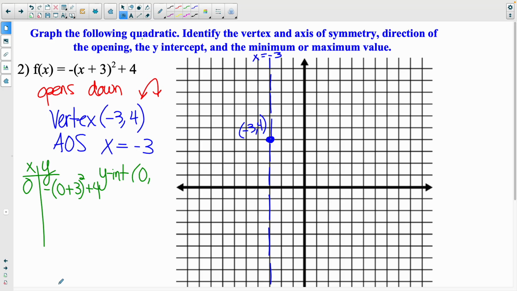Anybody plug that in yet? -5? Yep, good. Okay, so luckily that's on the graph, so we only have to find 1 more set of points after this. So we go to 0 and then down to -5. And then we can plot its reflection point. Back there is 3, so go 3 to the left.